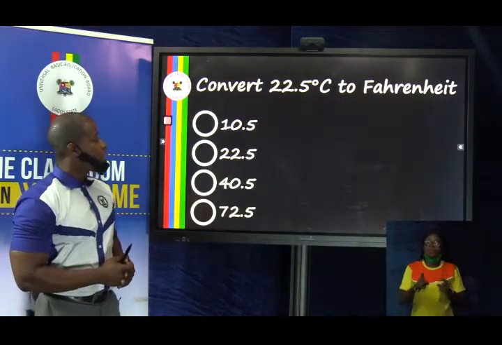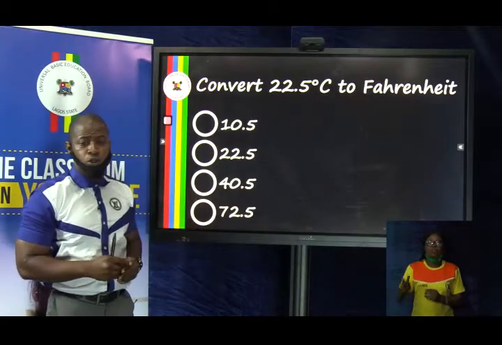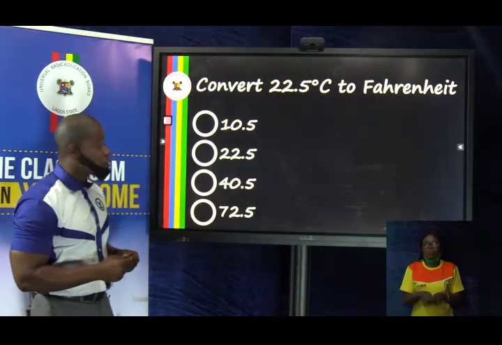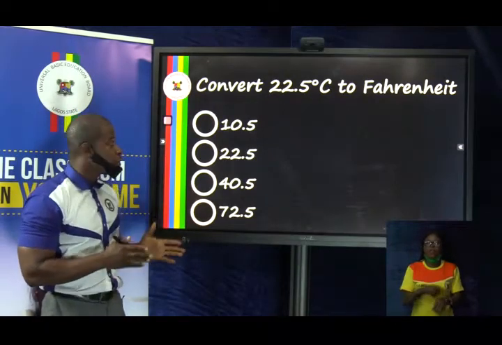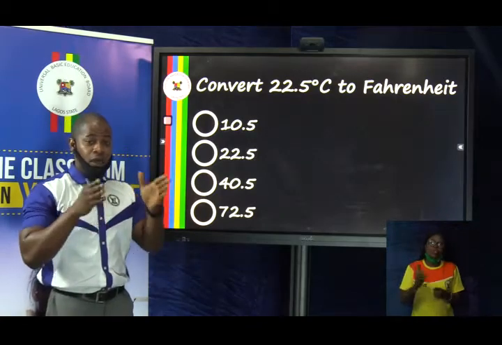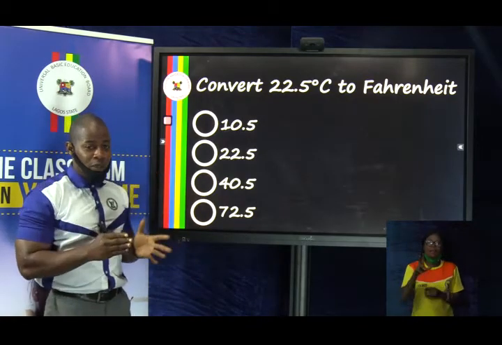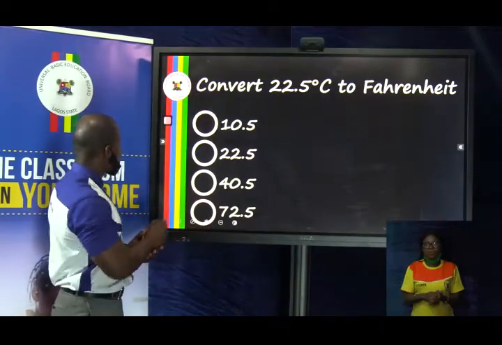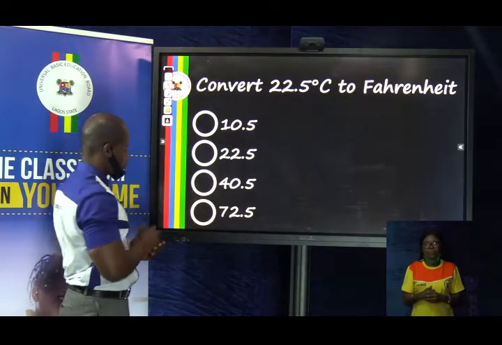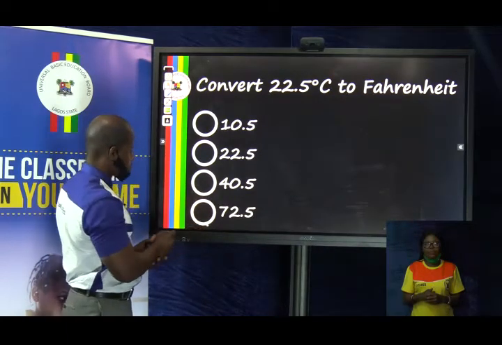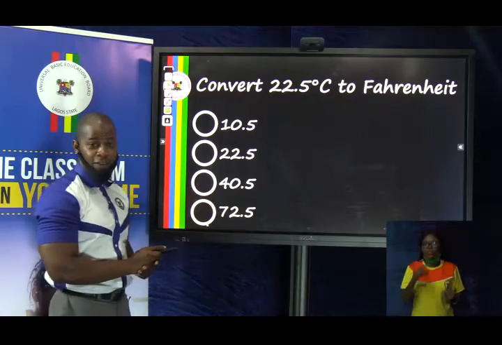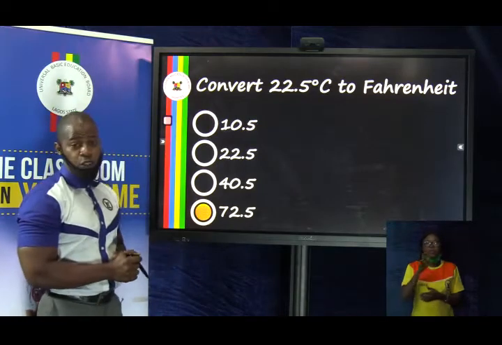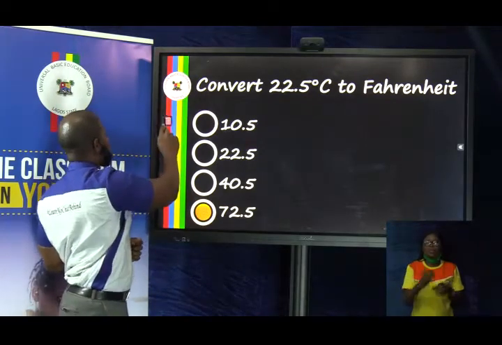The next question says convert 22.5 degrees Celsius to Fahrenheit. This is a chance to test how you are going to convert Celsius to Fahrenheit again. So begin. I'll give you enough time, but remember, Celsius to Fahrenheit, scale up by 9/5, add 32 to it. That's all there is to it. You should have your answer by now. Let's see the correct answer. It should be 72.5. Now, how did we get that answer?